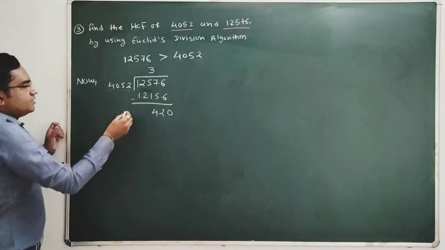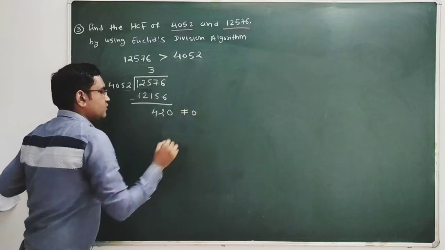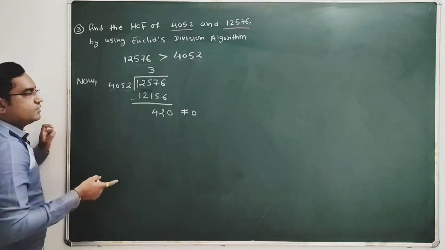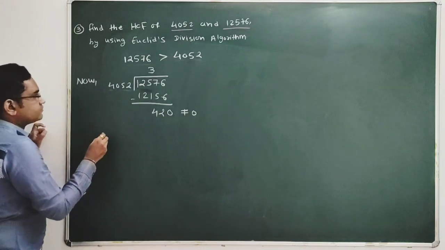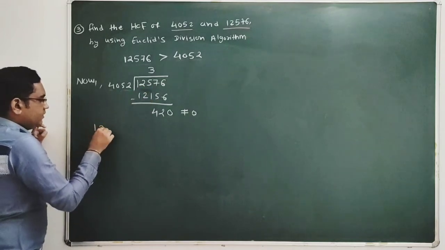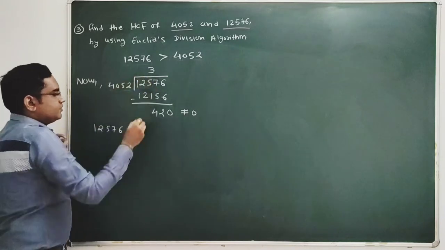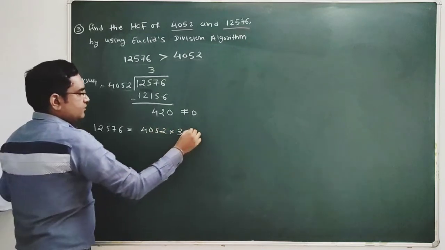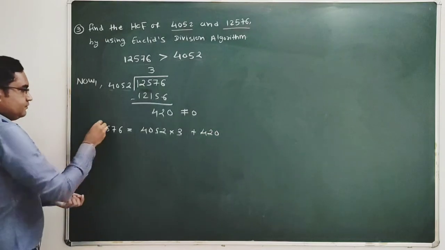So the subtraction gives 420. Now here this remainder 420 is not 0, right. So when the remainder is not 0, we have to again apply this Euclid's division algorithm. So now we can write this dividend 12576 as a multiplication of this divisor with the quotient plus the remainder, according to Euclid's division algorithm.